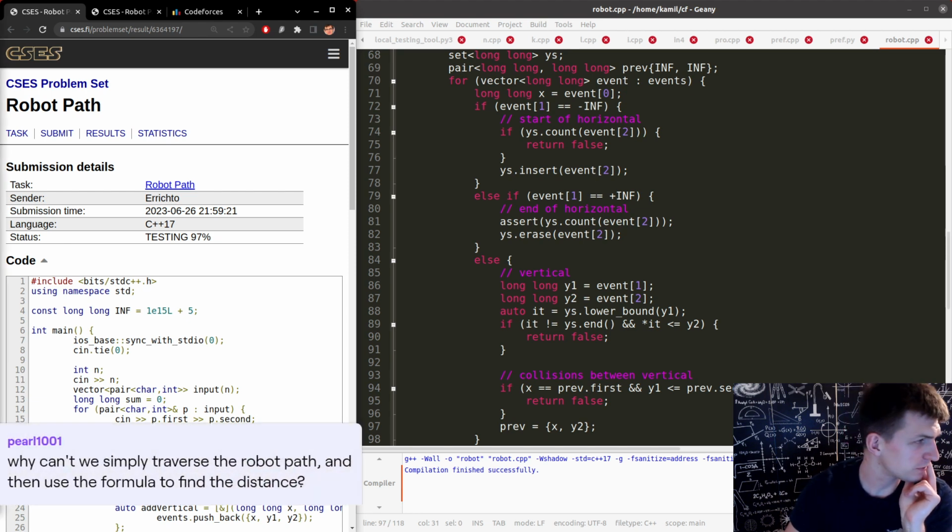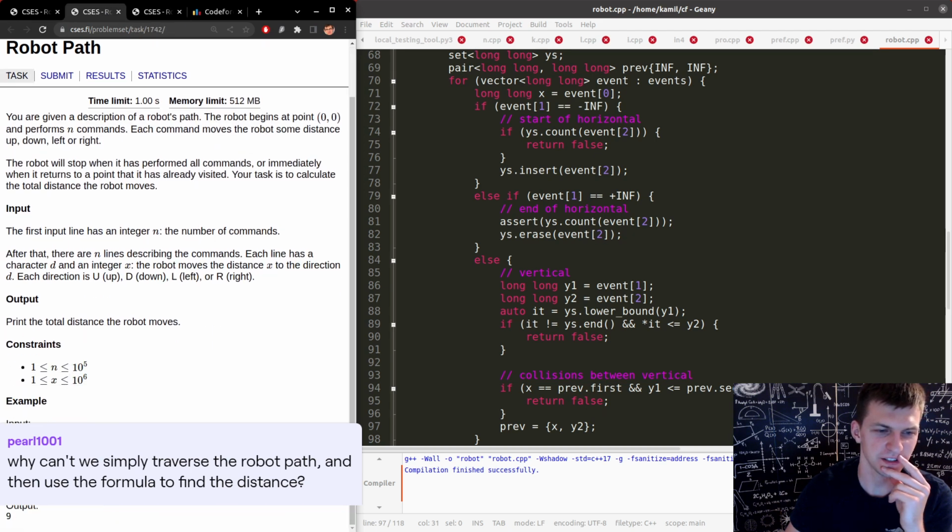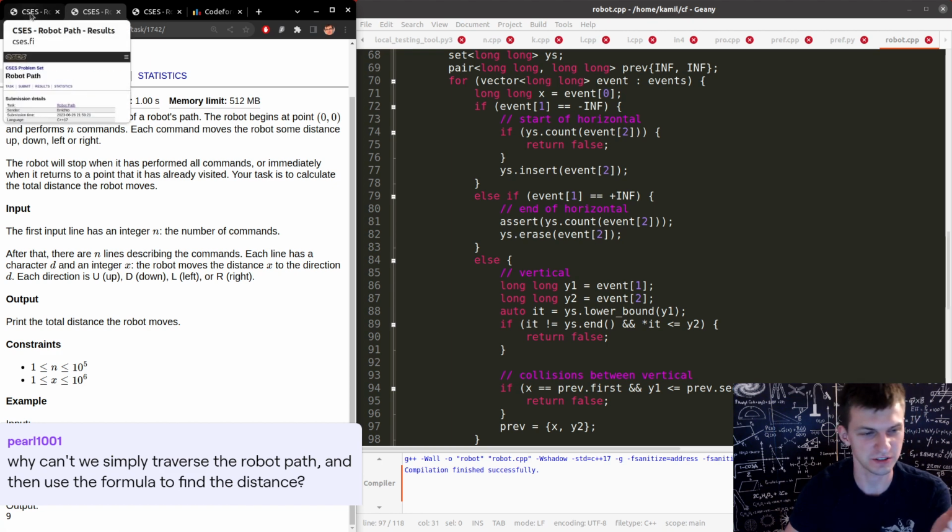Can we traverse the robot path and then use the formulas to find the distance? It would be too slow. The sum of lengths of those distances here is huge. 100,000 times you go by up to million steps. If you multiply those two values, you will get around 10 to 11th power operations.